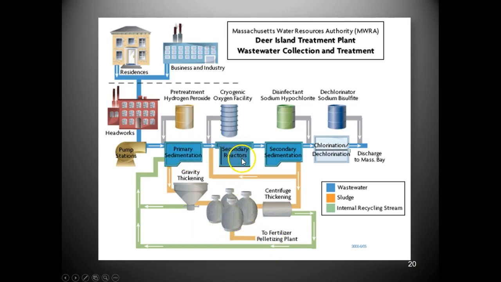Here they're talking about putting it in the form of pellets, whereas the effluent is going to go through the secondary reactors. There's going to be a secondary sedimentation. Again, that can end up in the fertilizer plant as well. And then instead of using chlorine gas, they're using bleach. Sodium hypochlorite is basically bleach, and they're using that. And then they use sodium bisulfite, which deactivates the chlorine, and then it's ready to be discharged.